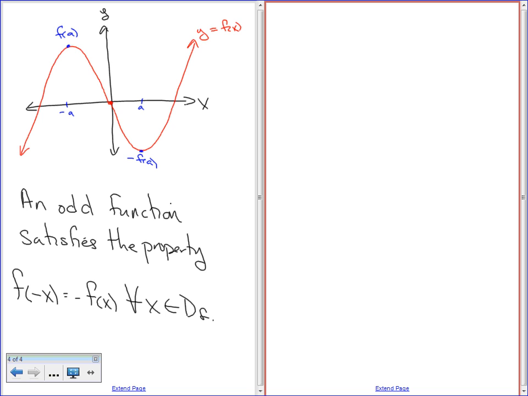So I'm going to do two examples, actually three examples, using this property here, okay, and the even property. So determine if each function is even, odd, or neither.